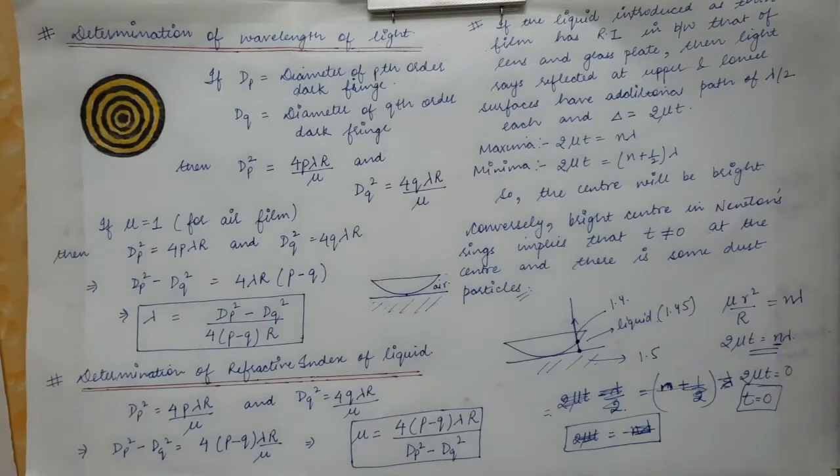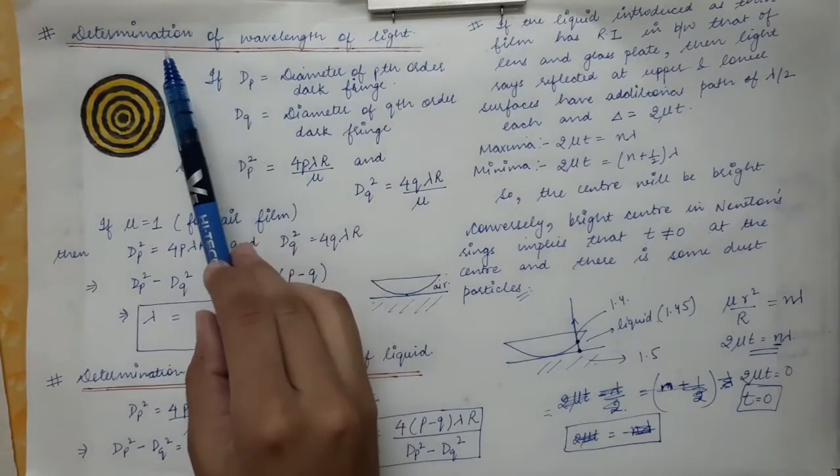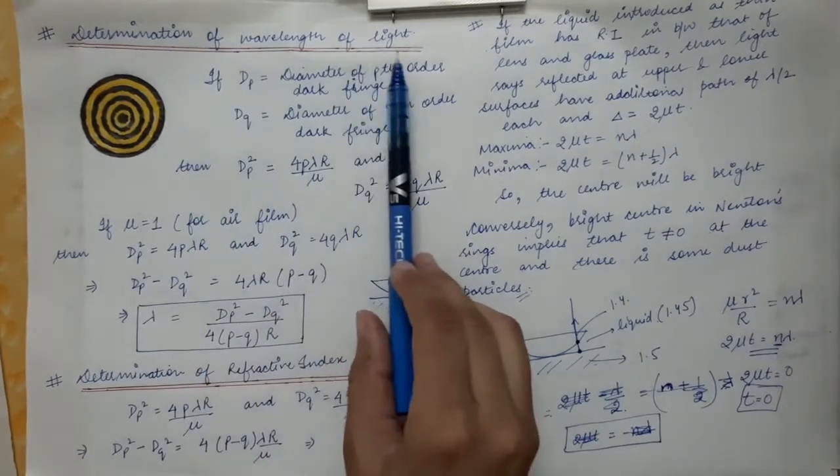Now, what are the applications of Newton's rings? The Newton ring experiment helps us in determining the wavelength of light, and also the refractive index of any liquid. So first of all, how does this experiment help us in determining the wavelength of the light?